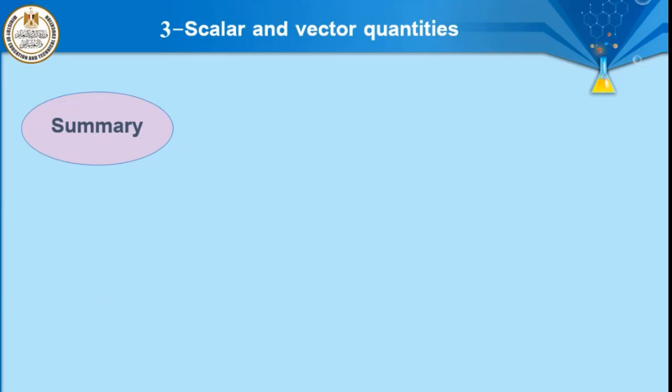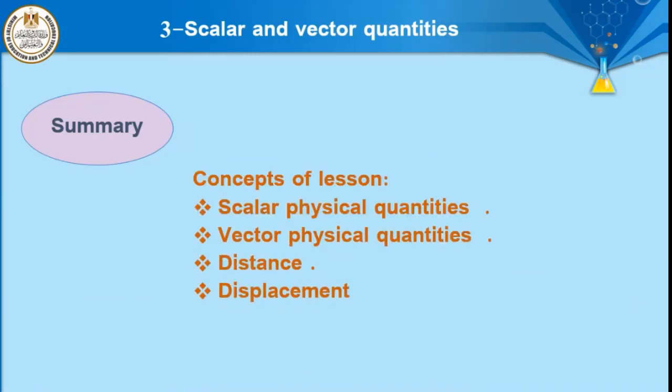Excellent, my students. In this case, we talk about some concepts of this lesson. Number one, scalar physical quantities. Number two, vector physical quantities. Number three, distance. Number four, displacement. What is the meaning of scalar physical quantities? Scalar physical quantities are the physical quantities which can be defined by their magnitude and have no direction. While vector physical quantities are the physical quantities that have magnitude and direction. And we talk about the difference between distance and displacement.